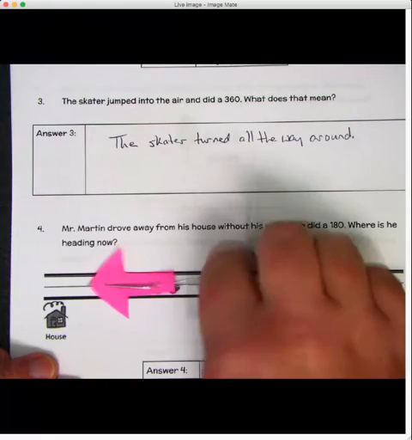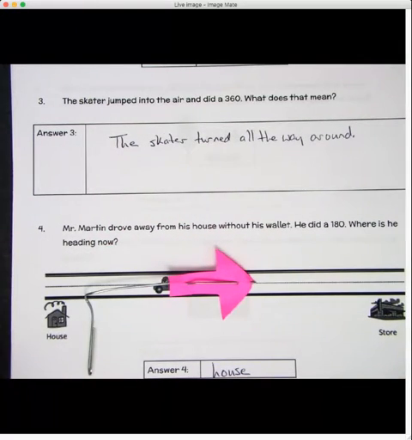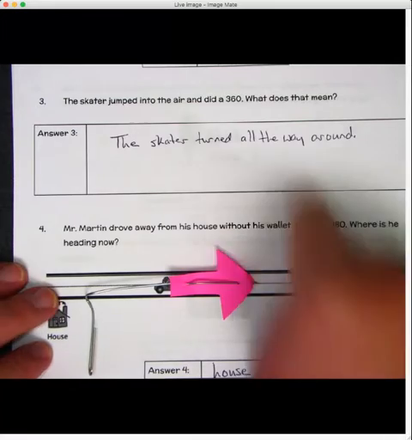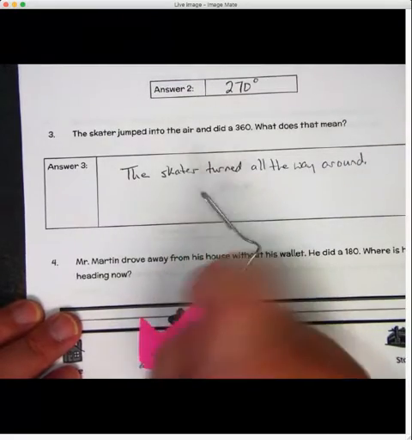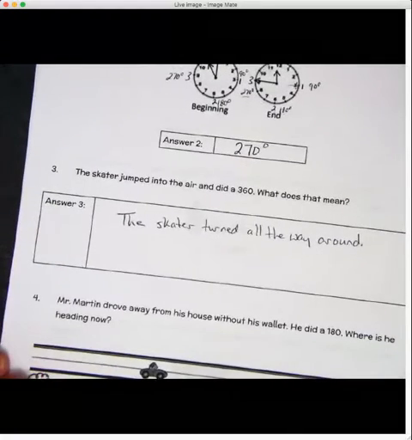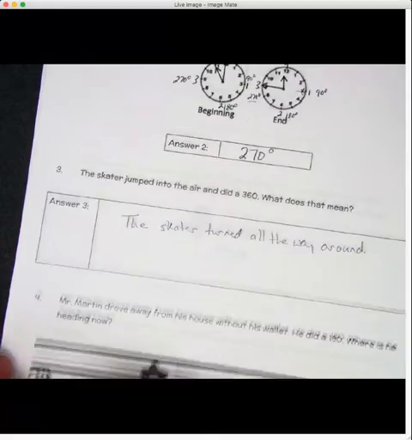Okay, make sure you point it in the direction that they're heading. So he's heading to the store, but he did a 180. Remember, 180 is 2 turns. 1, 2. Okay, turn to the next page. This is not that hard, is it?